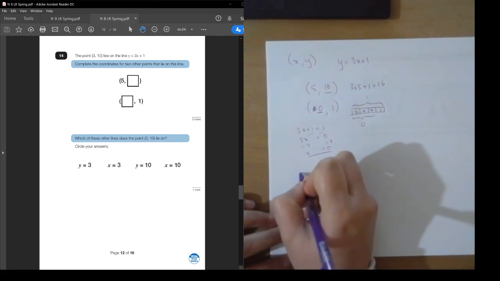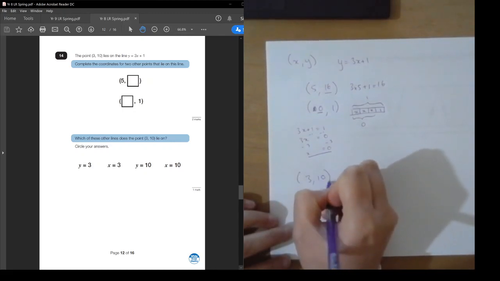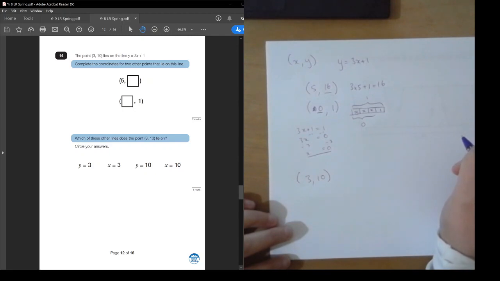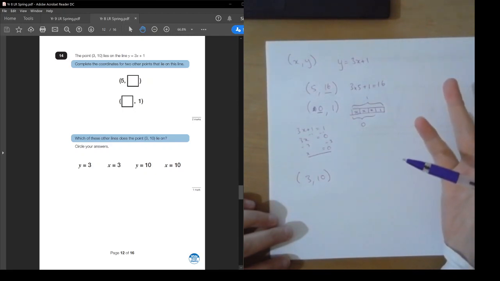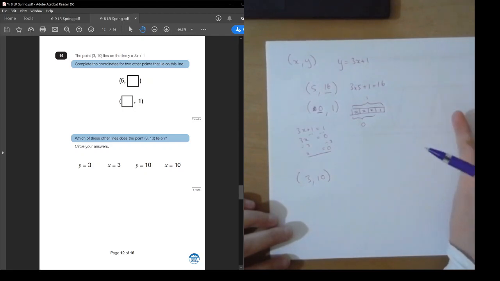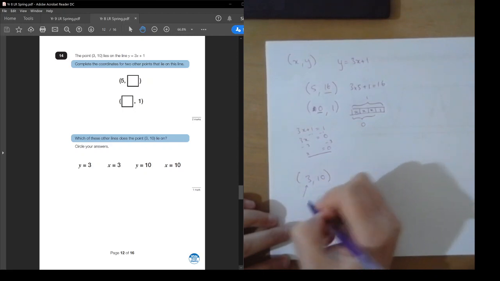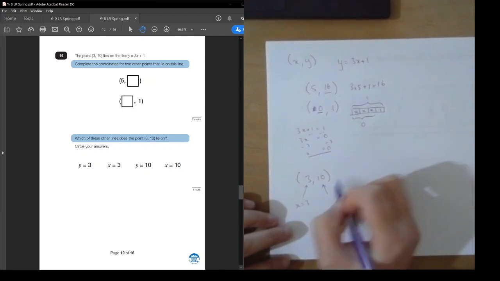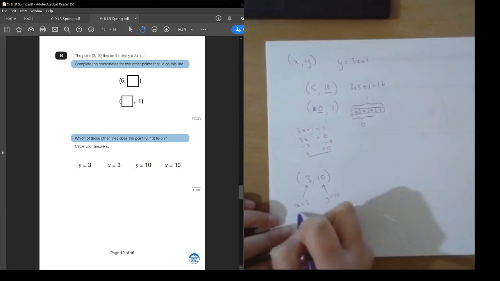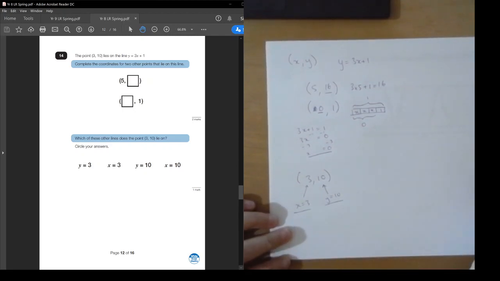For the next part of the question, it says (3, 10). Which of these other lines lie on this point, (3, 10)? They haven't given you anything too complicated, just a bunch of horizontal and vertical lines. So nice and easy, which coordinate is this? It's x, so x equals 3. Which coordinate is this? It's y, so y equals 10. There are your two answers.